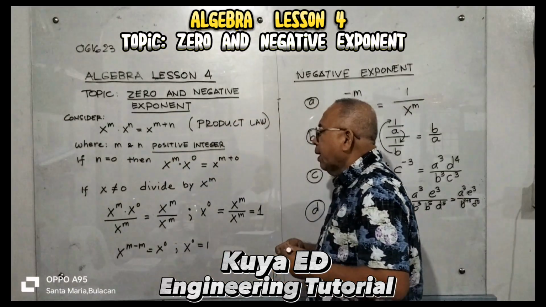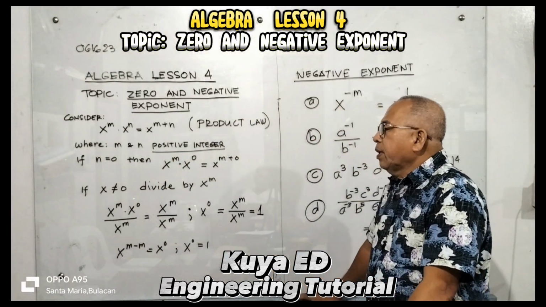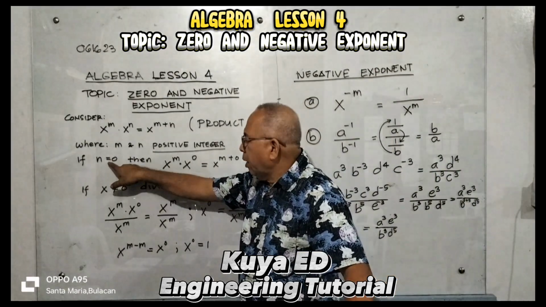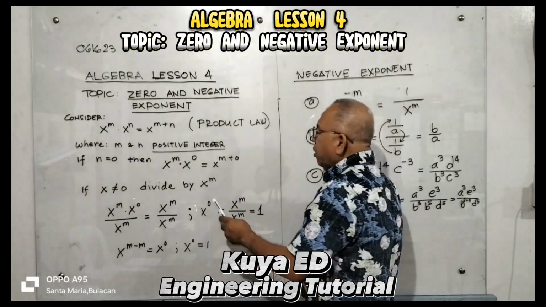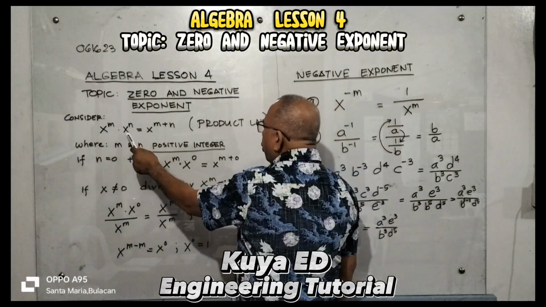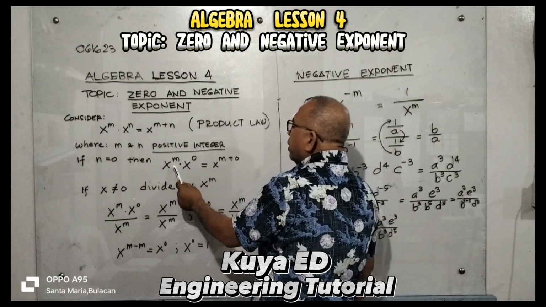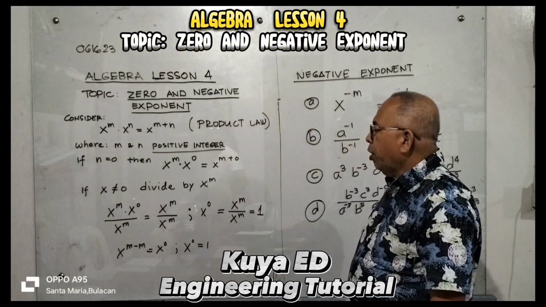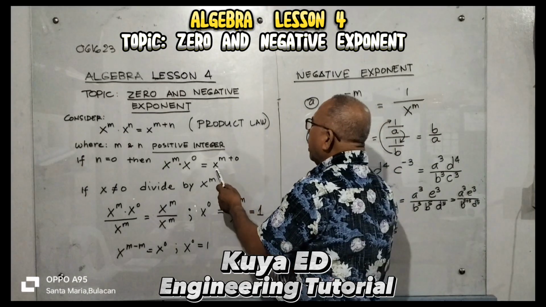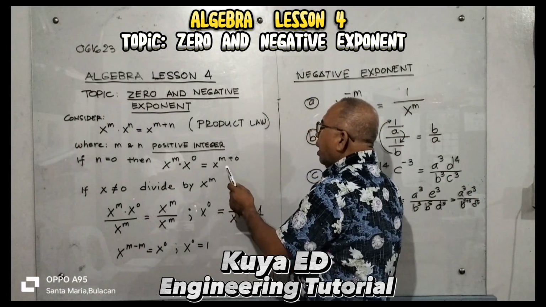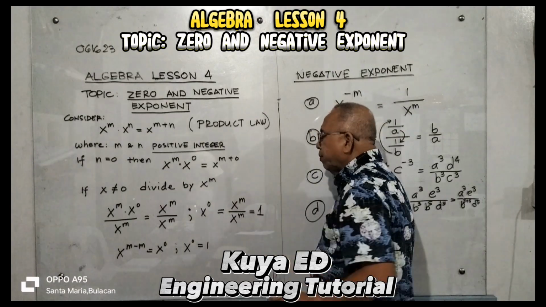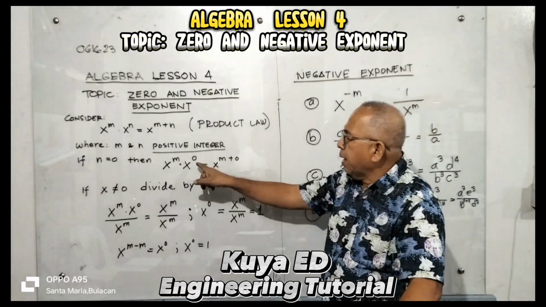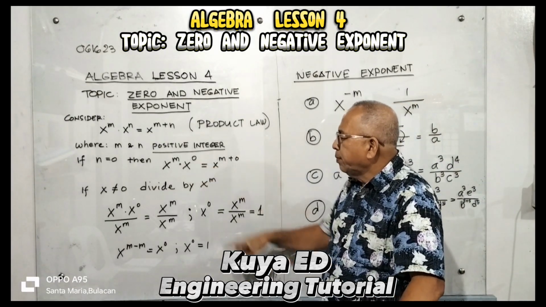Kaya lang, what if the n is 0? Pag ginawa natin 0, then applying this 0 dito, we have x to the m times x to the 0 power. So, ang ating magiging product ay x to the m plus 0. Meaning, ang exponent natin ay naging 0.